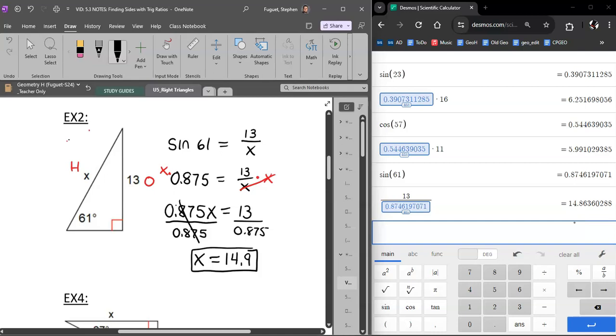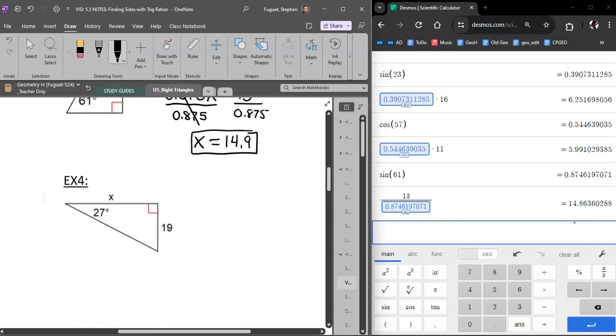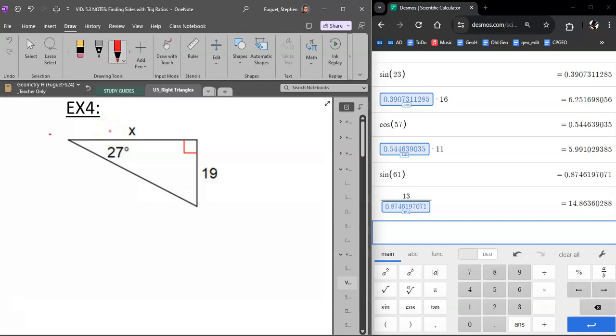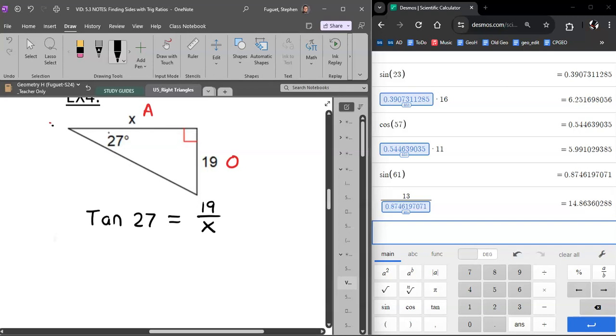Okay, one more example to wrap up this first portion of the lesson. And in this last one here, once again, I think labeling the sides is always the important part. So from the 27 degree angle that I know, 19 would be considered my opposite, x would be considered my adjacent. And so in this example, we're actually going to use the tangent ratio. So the equation would be tangent of 27 equals 19 over x. Now, if you want to try this one, feel free to pause the video right now and give it a shot yourself. Otherwise, I'm going to go ahead and walk through those steps with you right now.